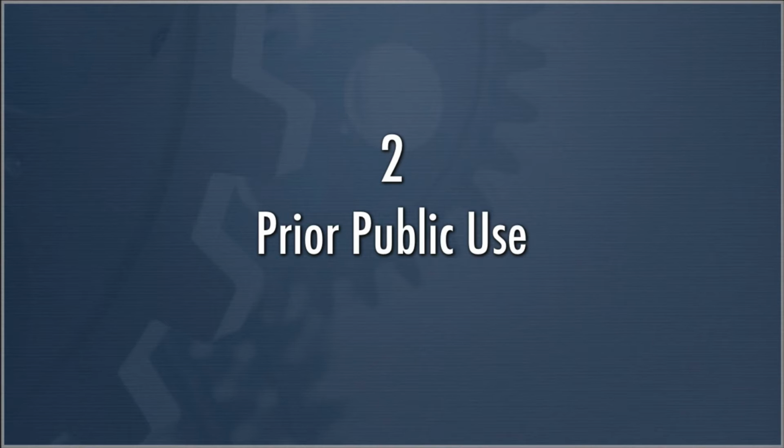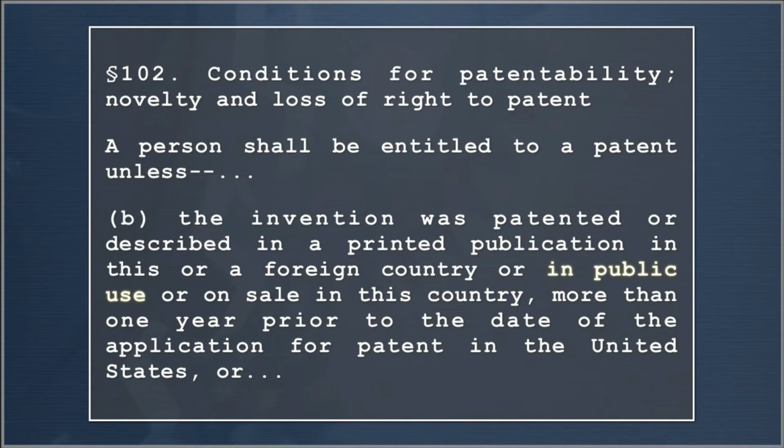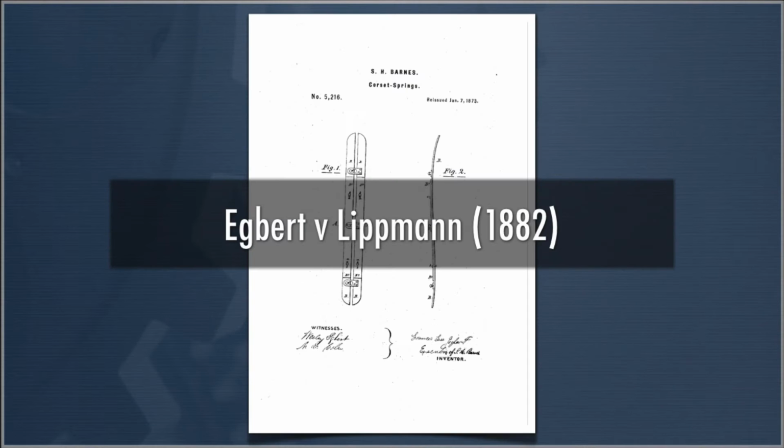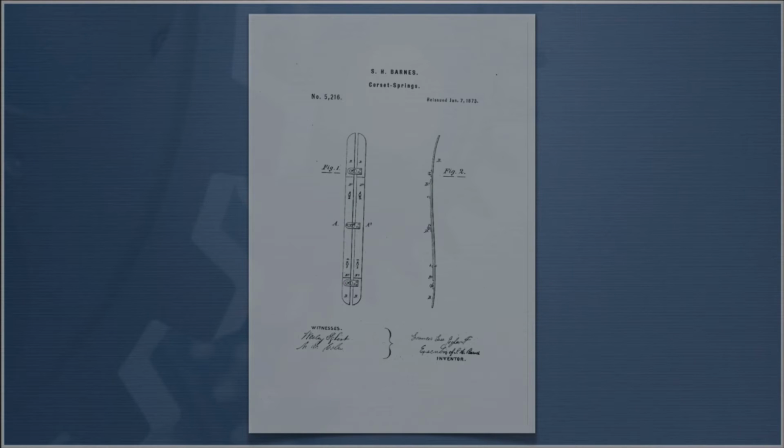All right, so prior public use, right? Prior public use is also a 102(b). The invention was in public use more than 1 year prior to the date of the application. Again, similar critical date issue, 1 year grace period, public use, right? The one important case for this is the Egbert versus Lippmann case. This is the corset springs case. This is a fun case.